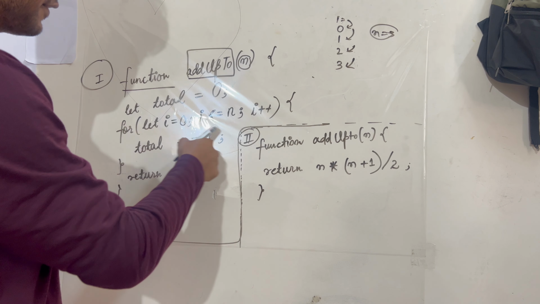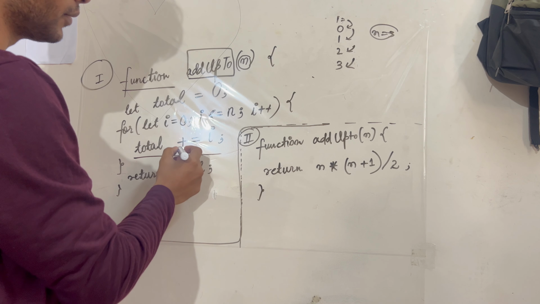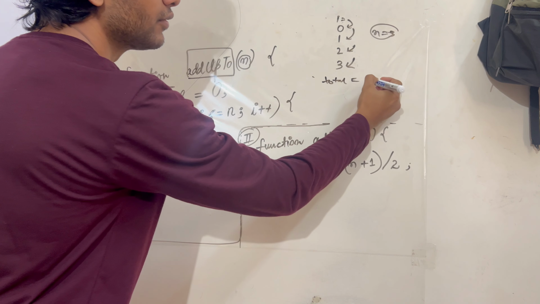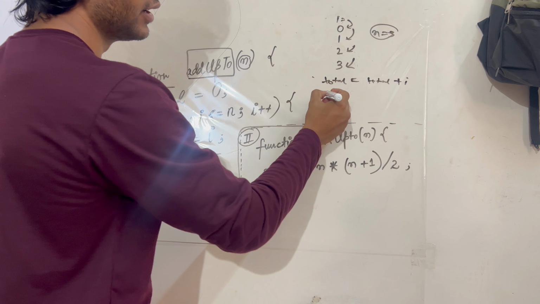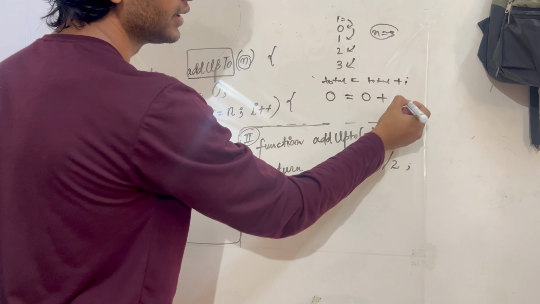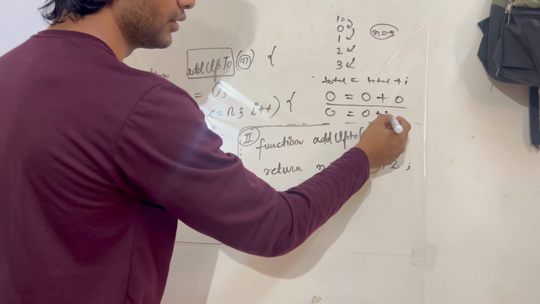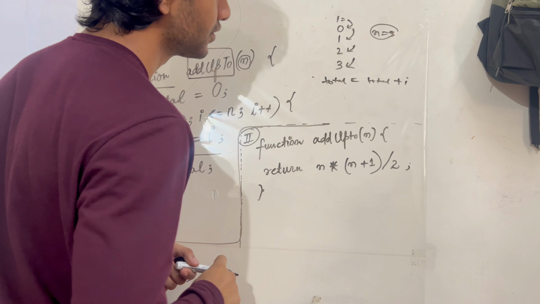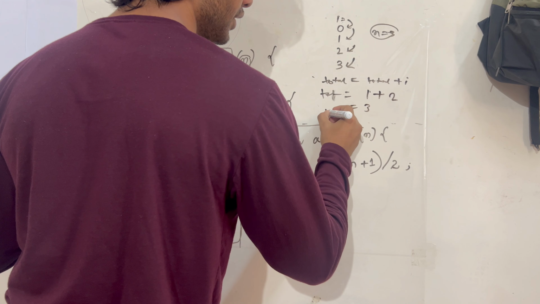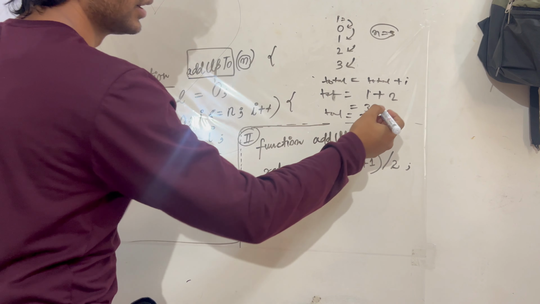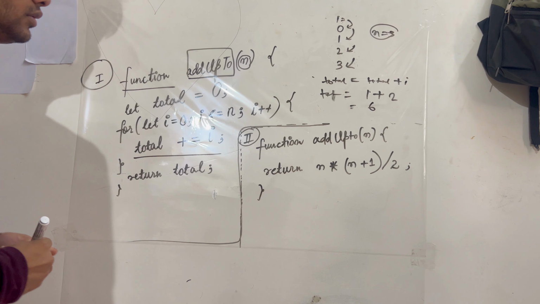So what happens inside the for loop is that a line is written: total plus equal to i. It basically means total is equal to total plus i. That means every time it iterates, for example, the first time total is 0, then total plus i. In the next iteration total is total plus 1, then the new total will be 1 plus 2, then 3 plus 3, and like that till n. So the final total will be the sum.